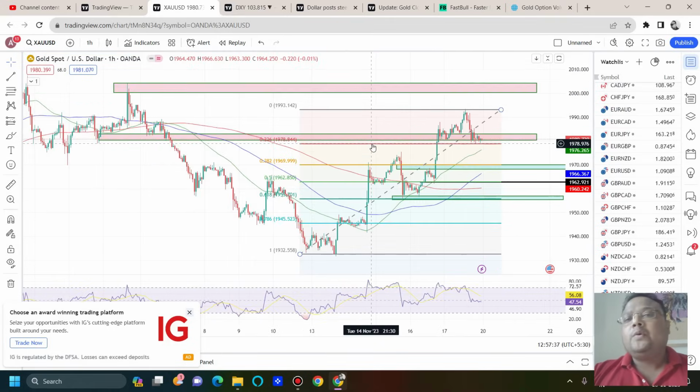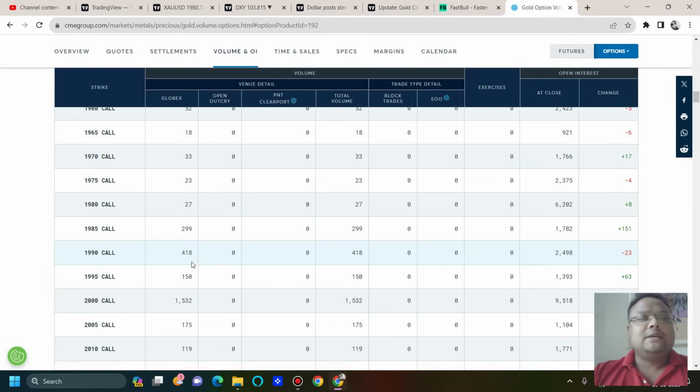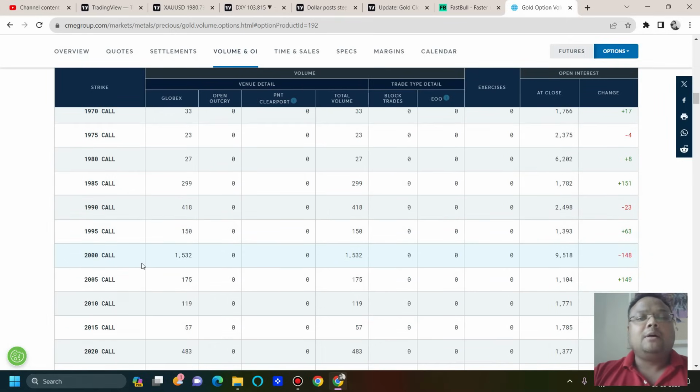But right now we can see the market is nearing a very crucial level of 2000, and if you look at the contracts, then we can see still we have a good number of contracts standing at 2000 level. See, this is a 2000 call. You can see still a good number of contracts at 2000 level. So I don't think so market will be breaking 2000 level that easily. It will be a tough job for the gold.